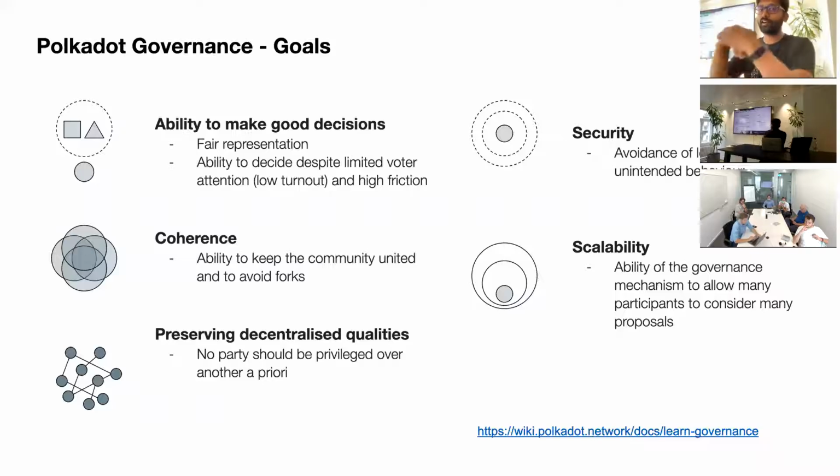So the goals are these. This is the ideal set of goals that we have, and we're slowly moving towards achieving all of that. No party should be privileged over another a priori, but again, those who have lots of DOTs at the beginning have that privilege. All of this takes some time for the network to mature, and we'll be working towards achieving these goals with governance.